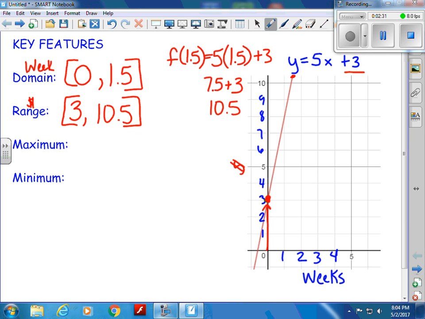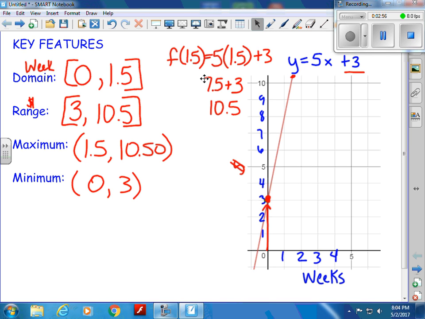Let's talk about the maximum. What is the highest profit that you're going to make in that week and a half? It'd be 1.5, because that's our week. After we've worked that longest time, we're going to have $10.50. Notice I put parentheses here because this is a coordinate pair. Last but not least, the minimum. Well, at week 0, you had your lowest amount of money, $3. Domain, x-axis, range, y-axis, maximum, minimum, highest and lowest points.